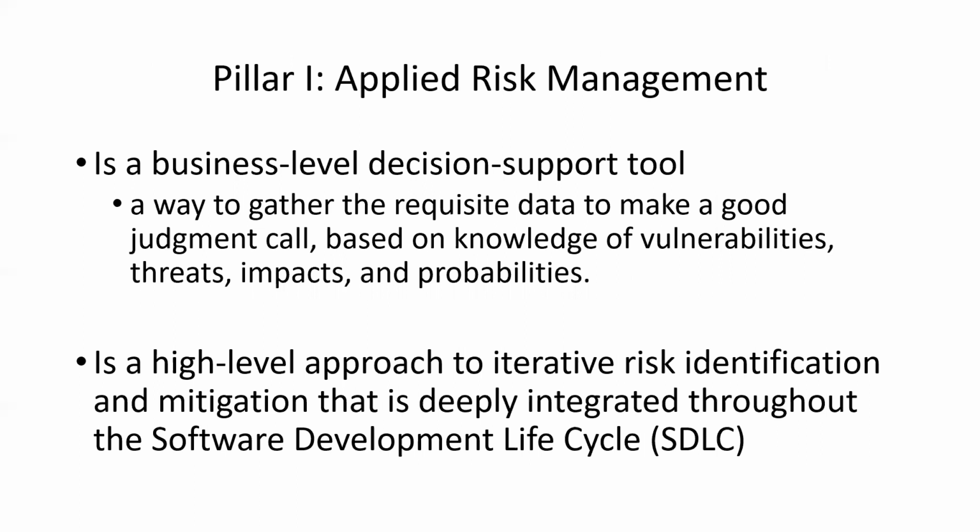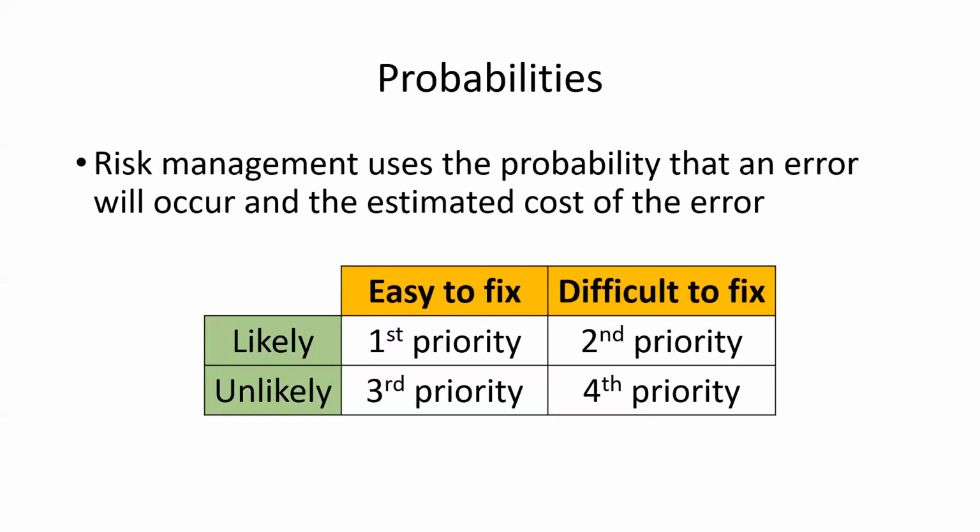And again, it's a means of going through the software development life cycle, looking for risks at different layers. Risk management often plays around with probabilities a lot as well. What is the likelihood that this error will occur? What is the cost of that error? What kind of damage will it do? And so you can look at a chart here. Those things that are likely to occur and easy to fix, those are the ones you want to fix first.